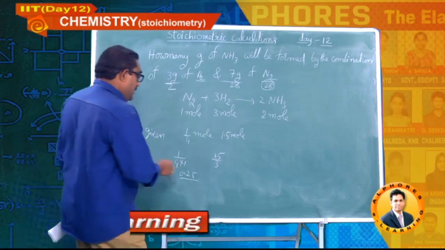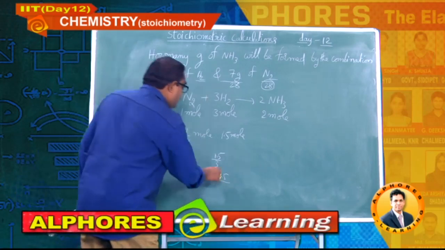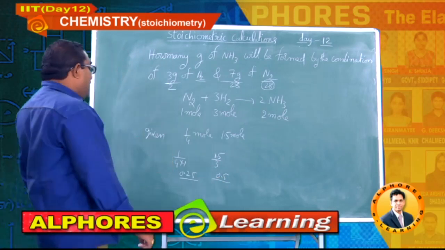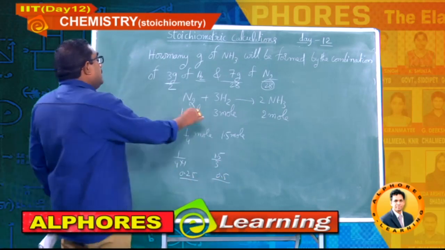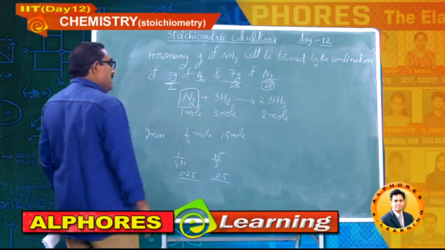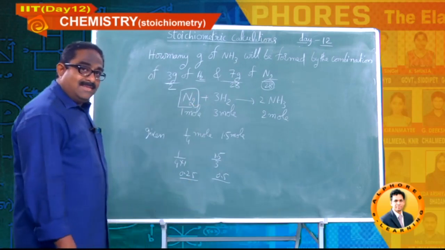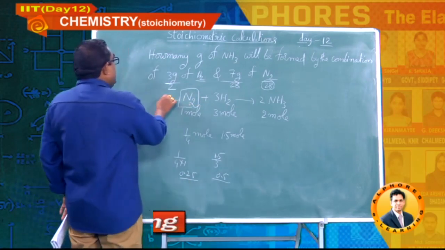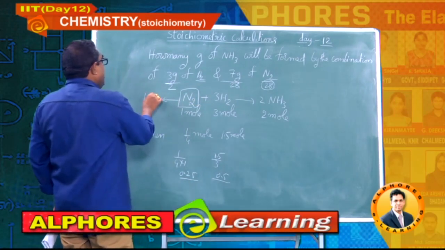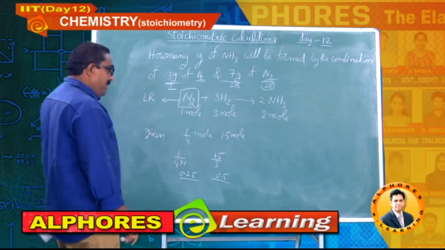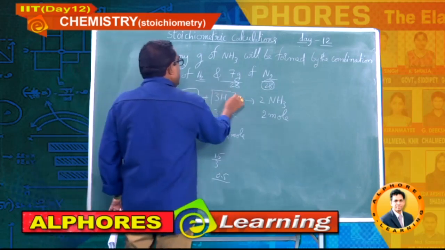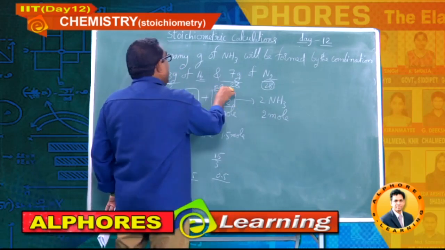1.5 by 3, this is 0.5. 5 3s are 15, so 0.5, which is having the least value. So nitrogen is having the least value, so you should consider this as the limiting reagent. And this you have to fix as the excess reagent.